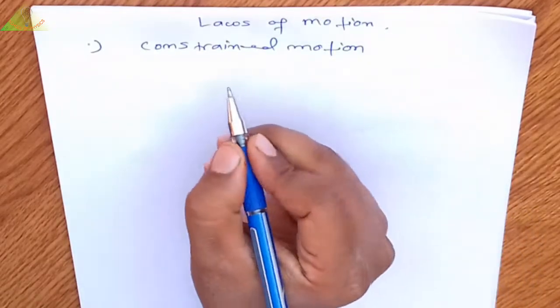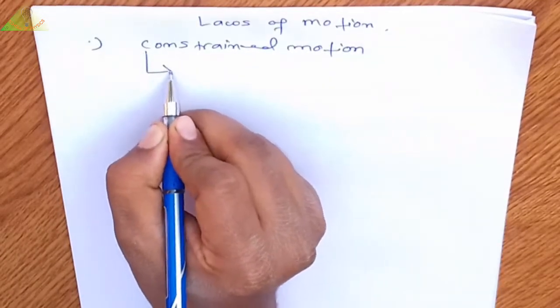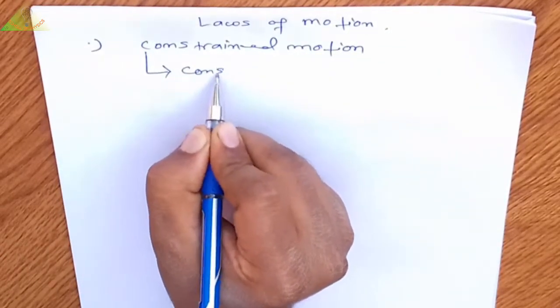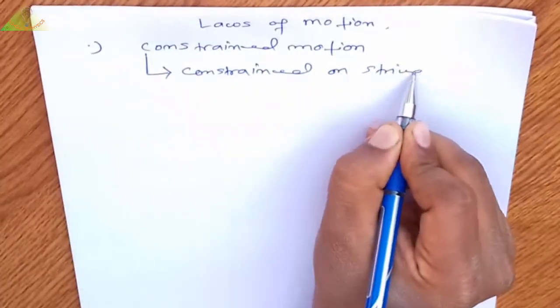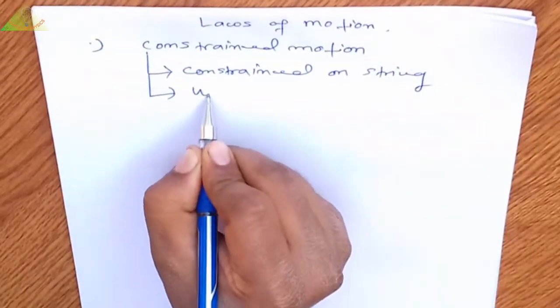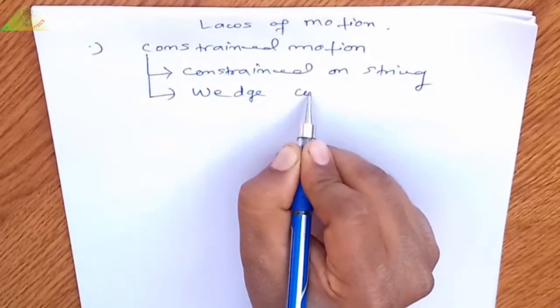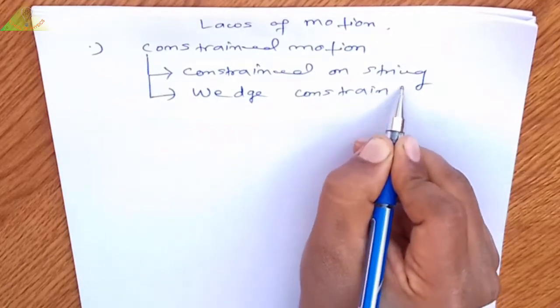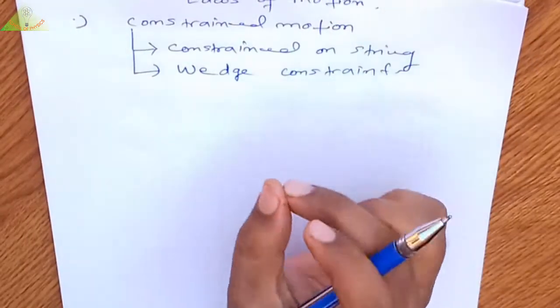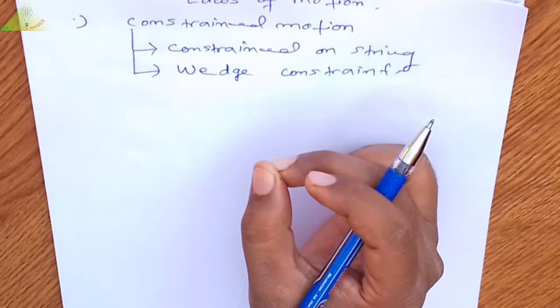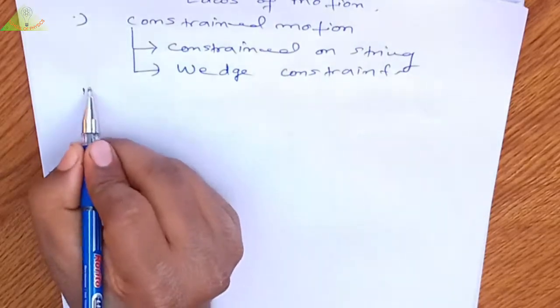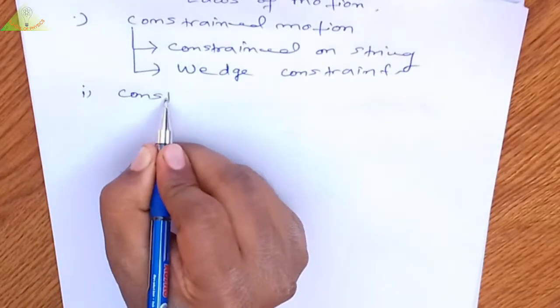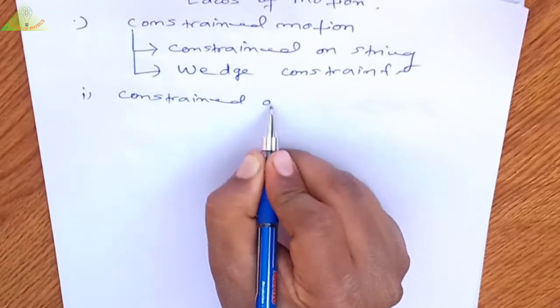This constraint motion has been divided into two parts. The first is constraint on string, and the second is wedge constraint. I will be discussing both concepts, and in parallel I will be sharing some examples and dealing with different sorts of questions. So the first one starts here: the constraint on string.